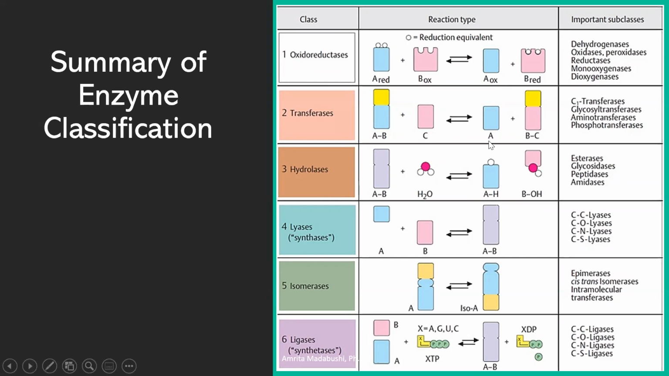I really like this table, so I thought I'd put it out here. It shows oxidation and reduction, transferase, where it clearly shows a group getting transferred, hydrolases, lyases, how it makes something new, isomerases, just changing things around, and then ligases, joining things together. And here are some of the important classes of those.